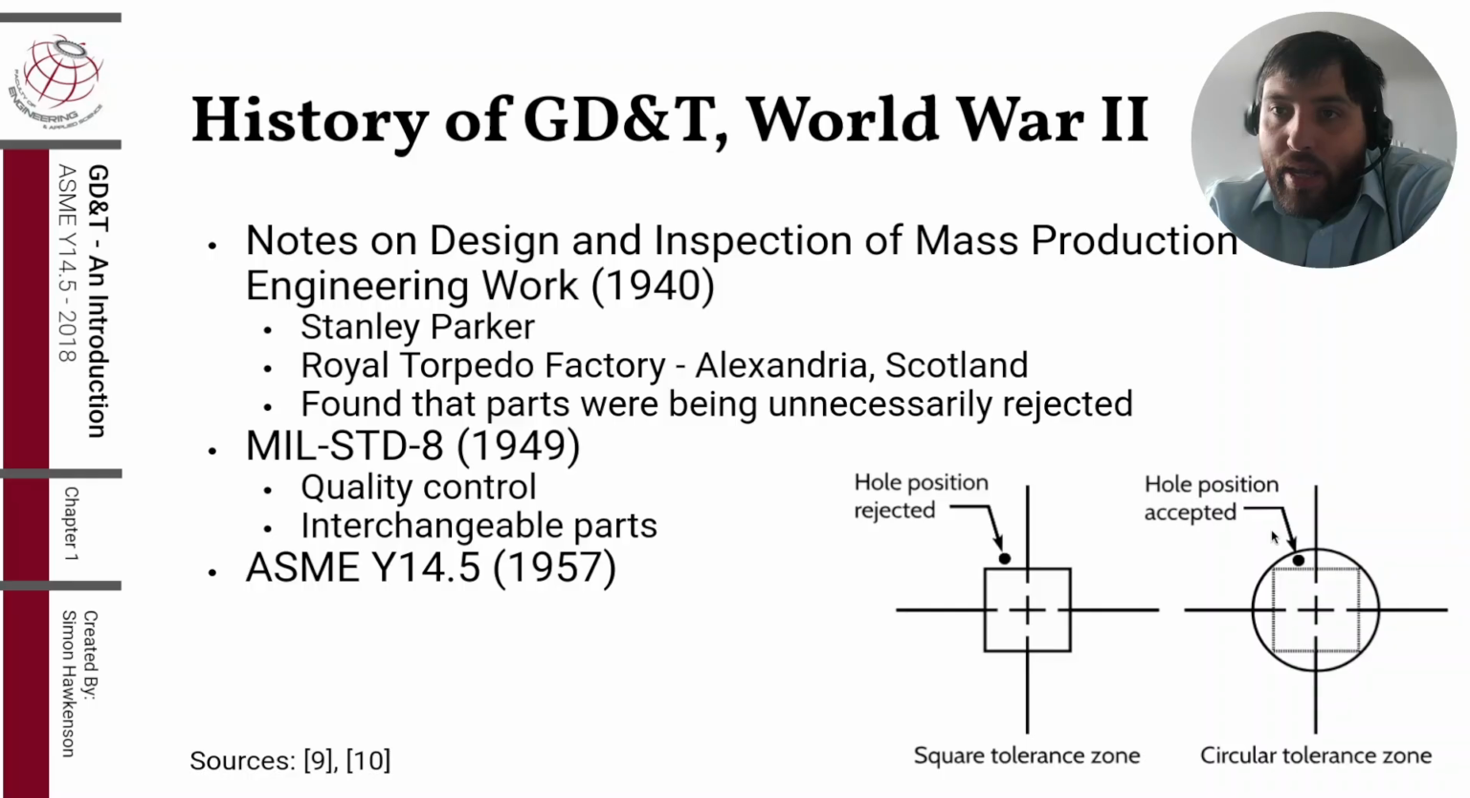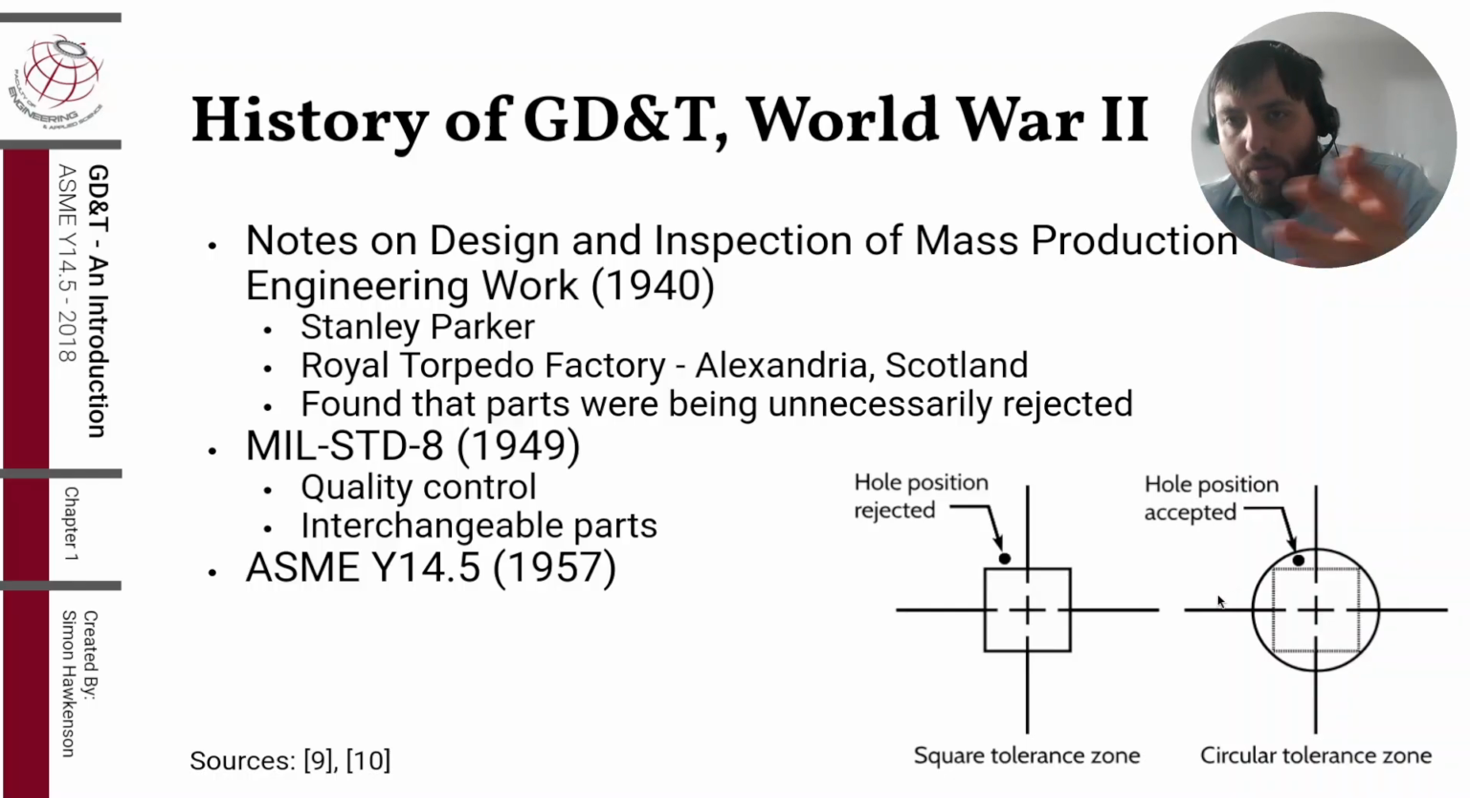So here's a good example. This would be accepted here in this corner, if you can see my mouse, but here it wasn't. But this is essentially a further distance than this is here. So by changing it to a circular zone, it reflected the reality of the actual quality requirements for this part, dimensional requirements for this part, tolerance, I should say.